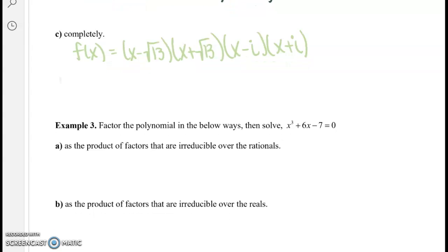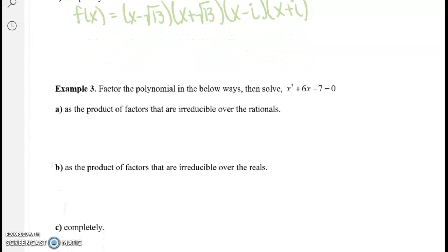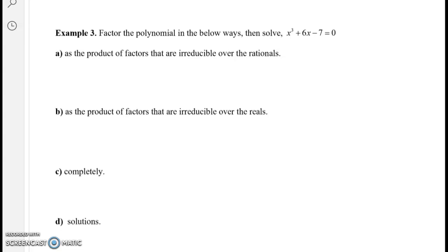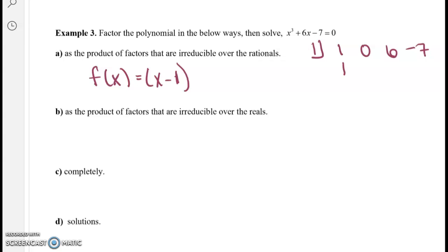All right. Going down to the next one. It says factor the polynomial in the below ways and then solve. So here my suggestion would be to take a look at your graph. So I would graph this, x cubed plus 6x minus 7. I will give you a little hint. This thing crosses the x-axis at 1, so that gives me the fact that 1 is a zero. So if I want to write this as a factor over the rationals, again, I just looked at a graph. You could do the same. This is part of it. Now, I want to find what's left over, so I'm going to do some synthetic division with 1, and I've got 1, 0, 6, and negative 7.